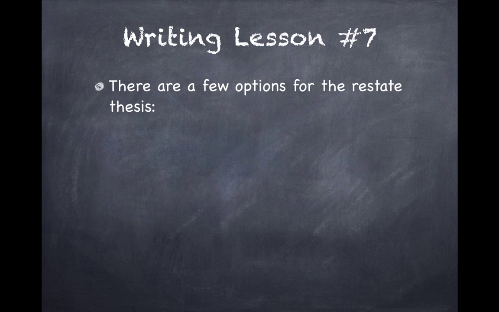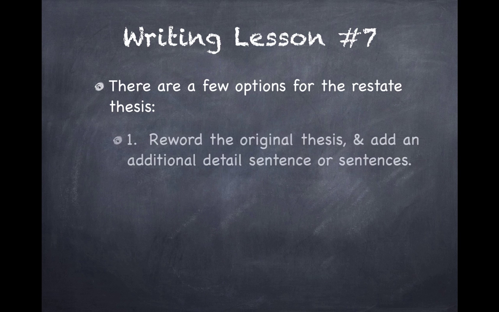So there are a few options for the restate thesis. Option number one is to reword the original thesis, and that would be in one sentence. Again, we're avoiding the same wording as before. Then a second sentence or additional sentences would add an additional detail sentence or sentences, which might provide detail or elaboration to further your point. One of those options could be to mention your ideas. If you look in your pre-writing plan at your ideas one, two, and possibly three, you can put them in a listing order. That's one option for your additional detail sentence or sentences.